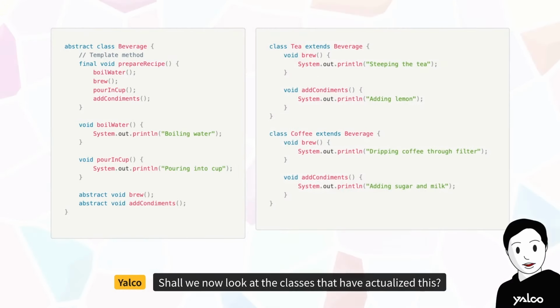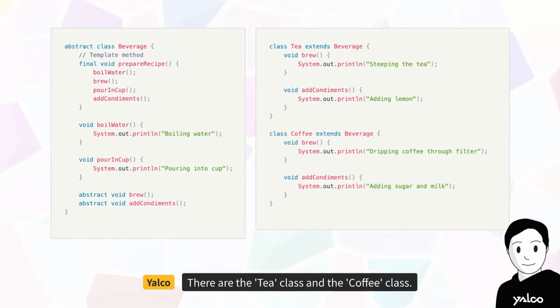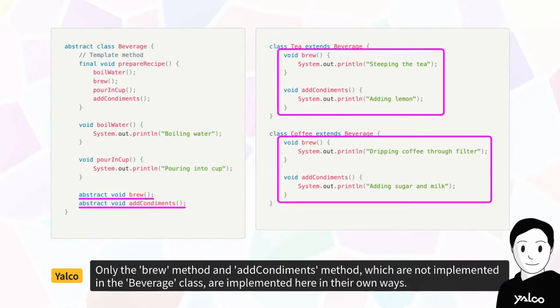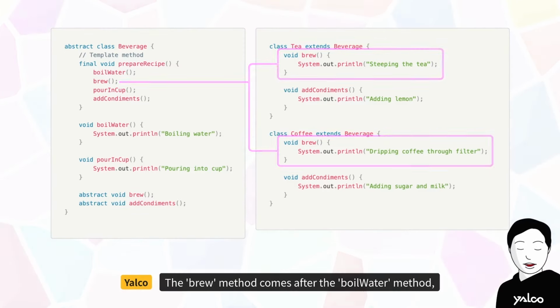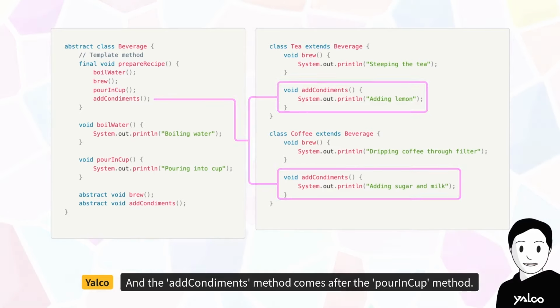Shall we now look at the classes that have actualized this? There are the tea class and the coffee class. Only the brew method and add condiments method, which are not implemented in the beverage class, are implemented here in their own ways. Regardless of how these classes implement their respective methods, the brew method comes after the boil water method, and the add condiments method comes after the pour in cup method.